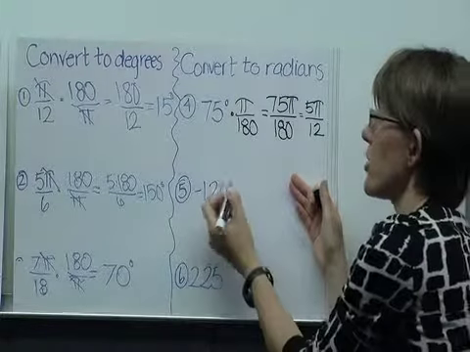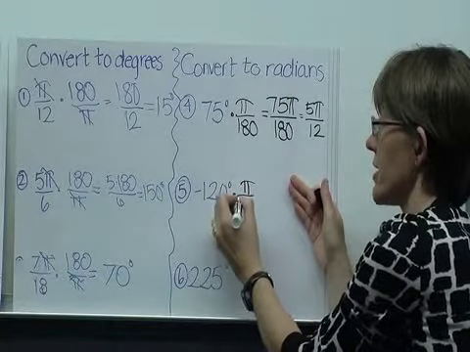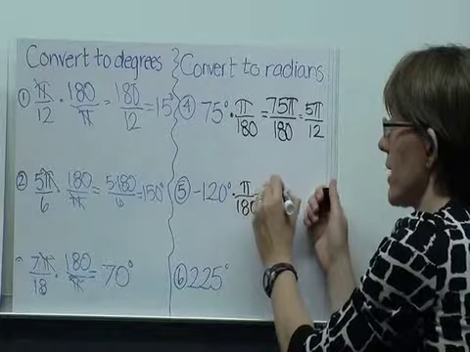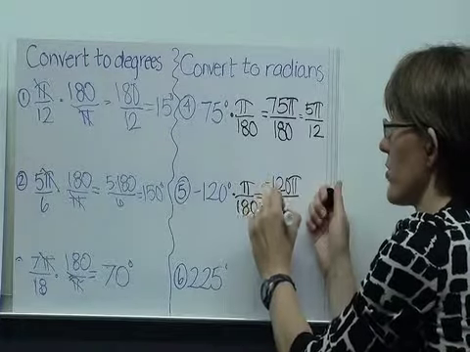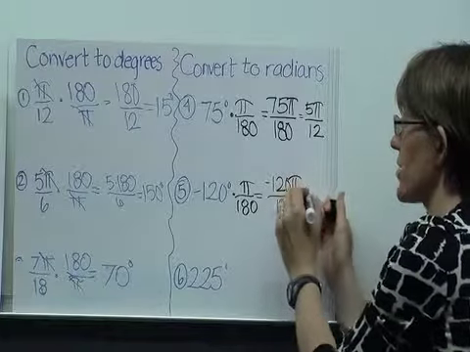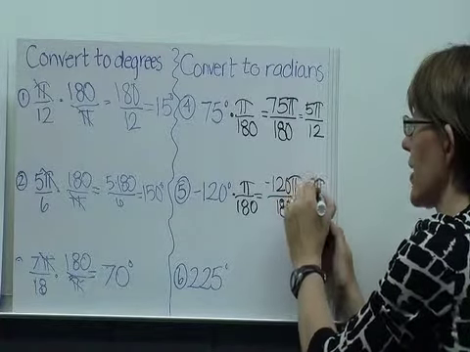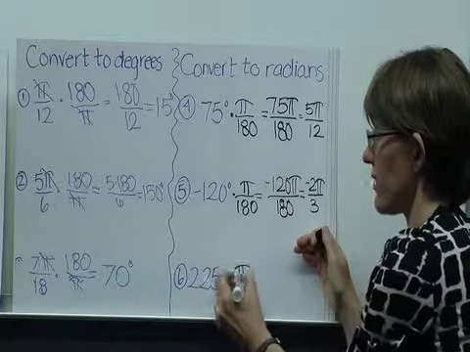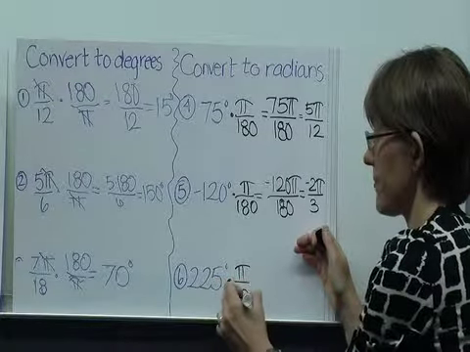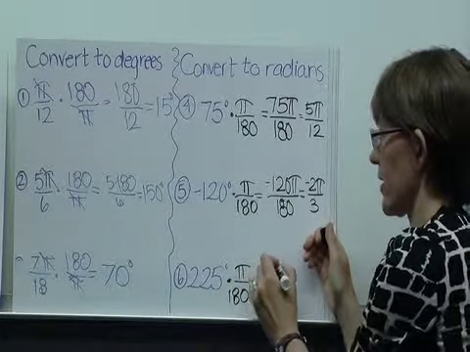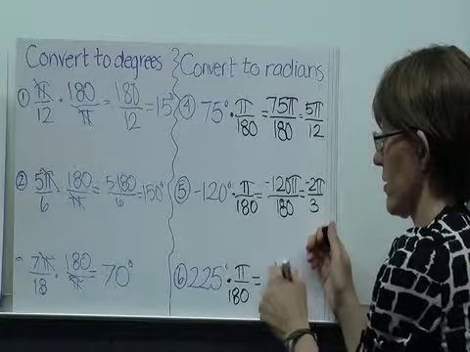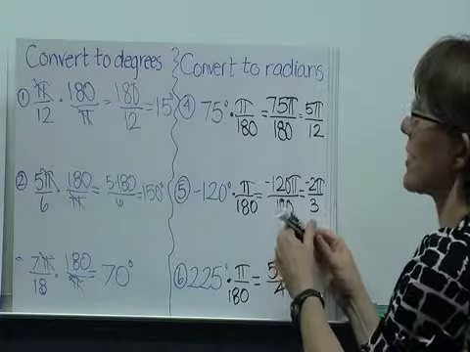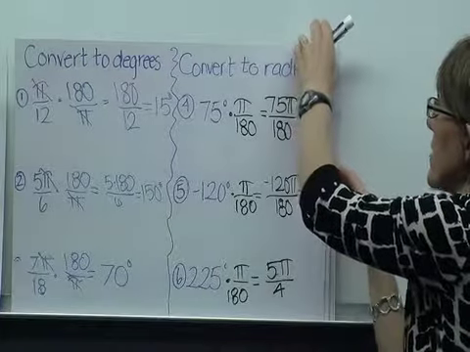Negative 120, be sure that if you start out negative, your answer stays negative after you convert. So multiplying this together, again, I'll have negative 120 pi over 180, and I'll reduce that to negative 2 pi over 3. And finally, multiplying 225 times pi over 180, I'll get 5 pi over 4. So that's converting back and forth between radians and degrees.